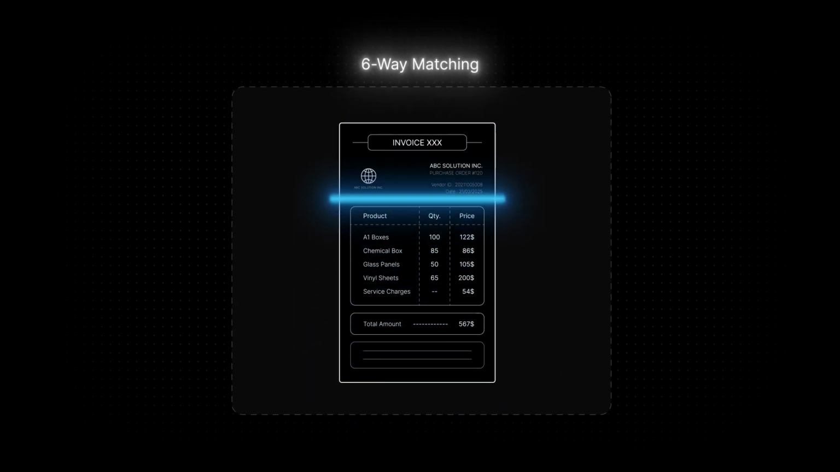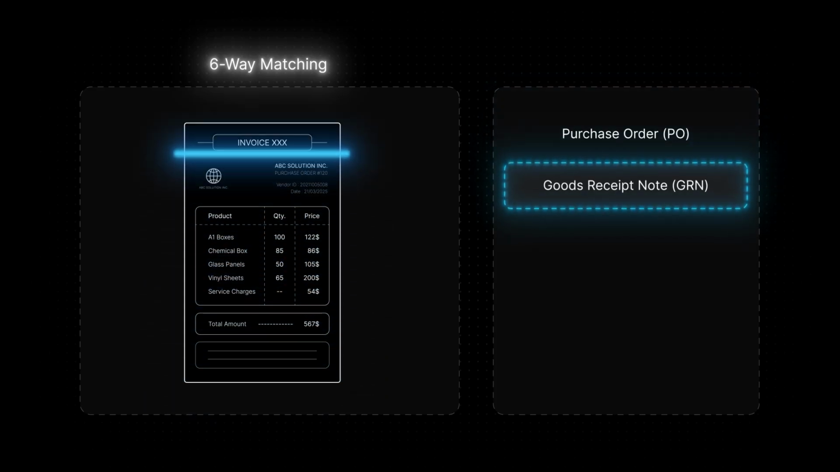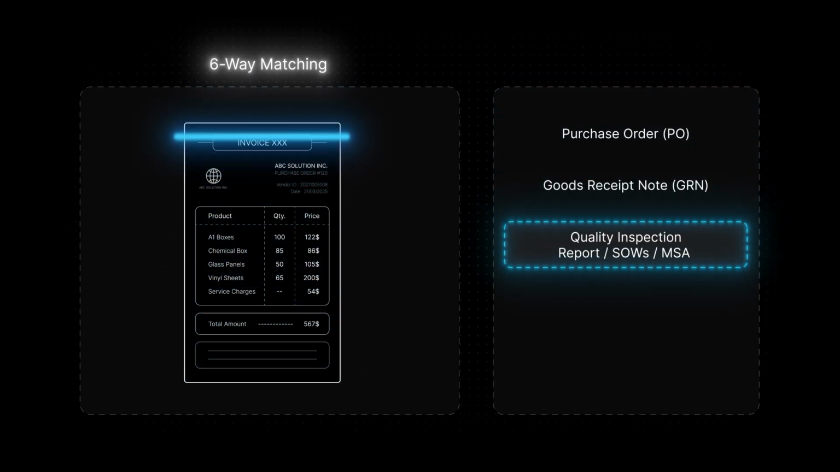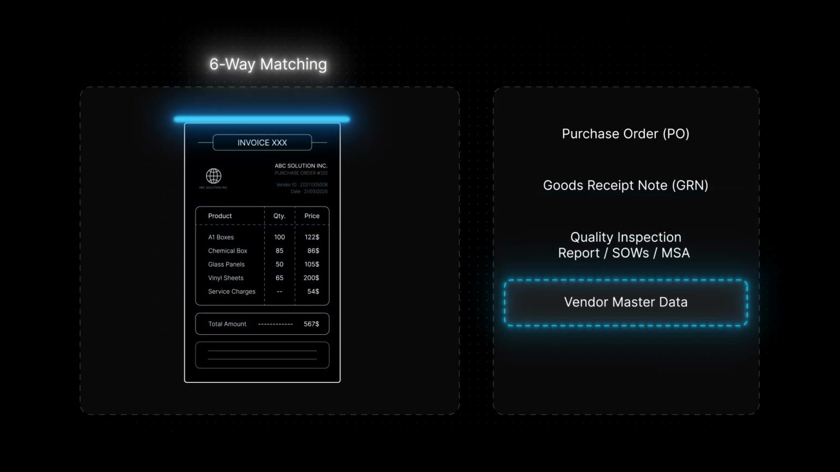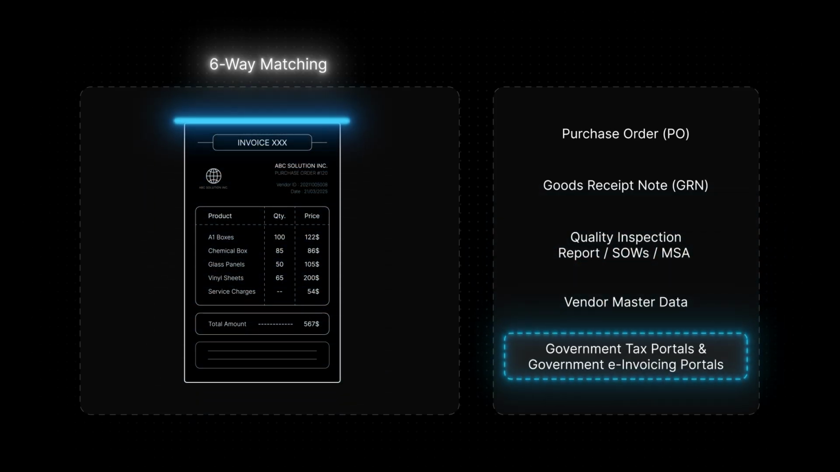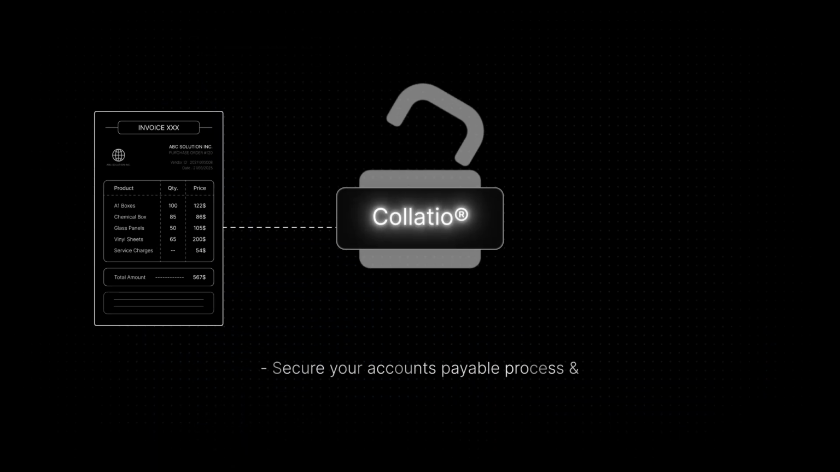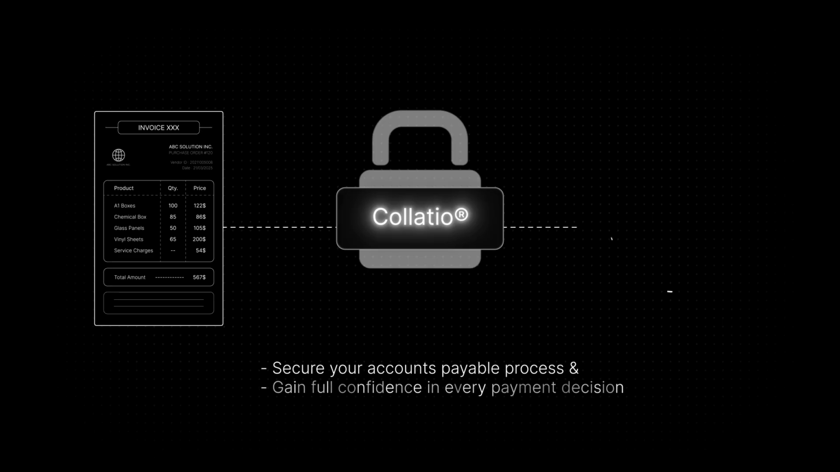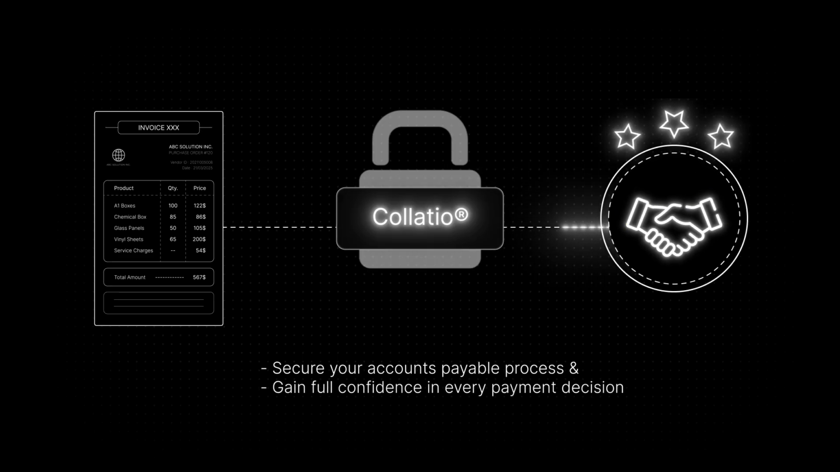6-way matching technology reconciles the invoice against purchase order, goods receipt note, quality inspection report, SOWs, MSA, vendor master data, government tax portals, and government e-invoicing portals. With Collatio, you can secure your accounts payable process and gain full confidence in every payment decision.